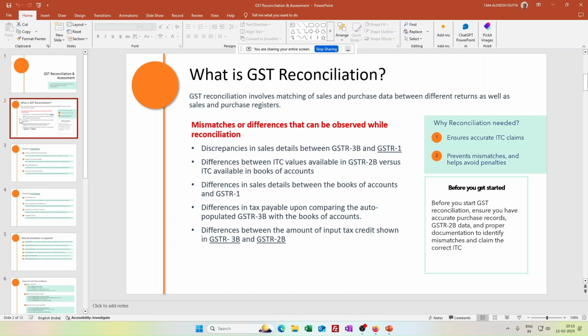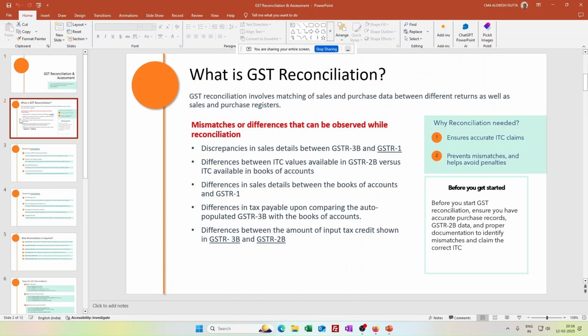Difference between the amount of input tax credit shown in GSTR 3B and GSTR 2B. There is a figure of 10 lakhs ITC available and that is valid, and you claim as per your books of account 17 lakhs. That means there is a mismatch. So this is one of the causes. These are the causes of differences between the GST return as per portal and as per your books of account.